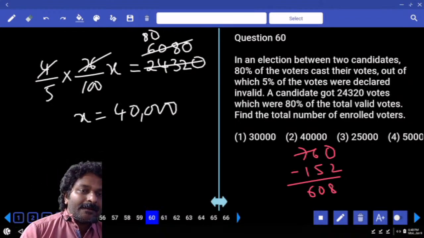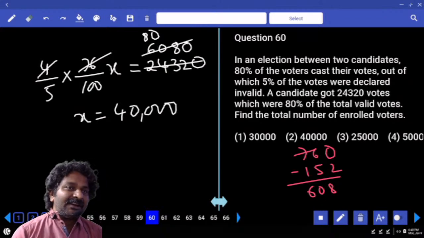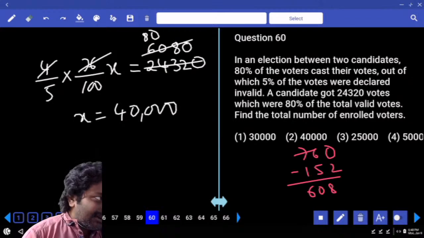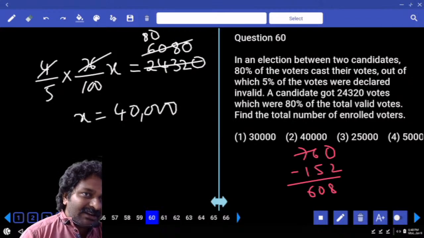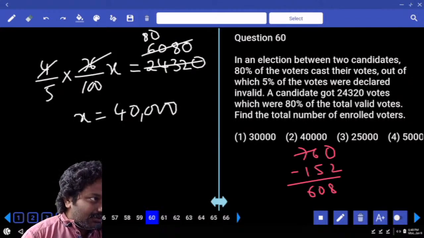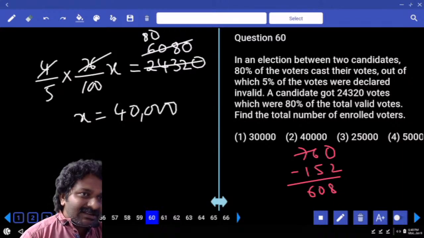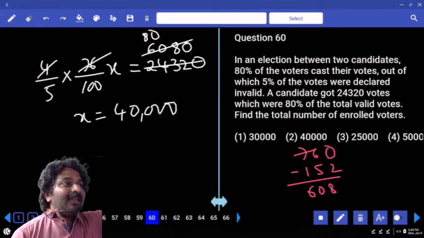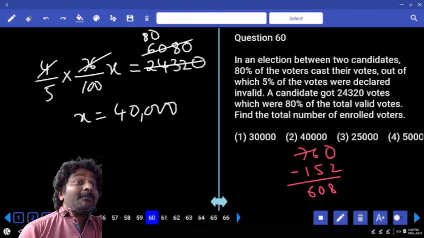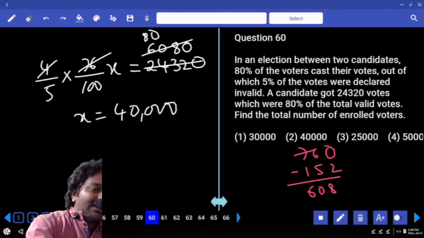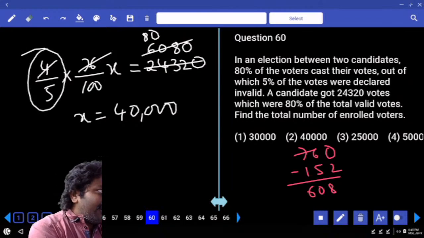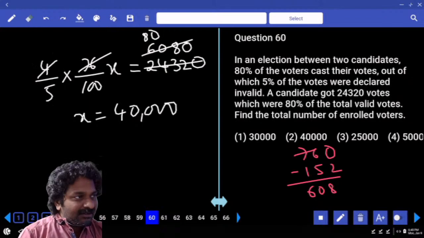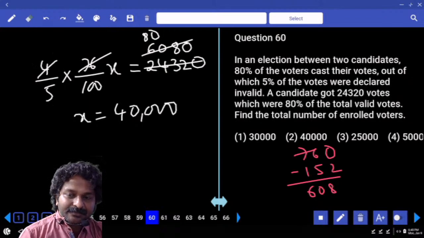Completed. Total value we treated as 100% of X. 80% are casted. Out of 80%, 5% were invalid, which is 4. If they are invalid, valid are 76%. Among 76%, one candidate A who got 80%. I am not taking 80% as 80 by 100. Instead, I am taking it as 4 by 5, which is equal to 24,320, and then cancellations.